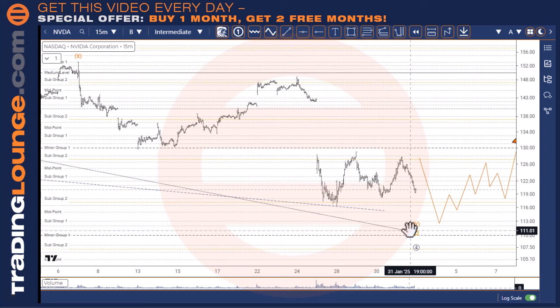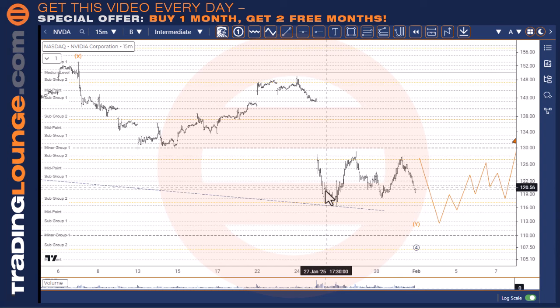I'm not even going to label it at this point. There's no point. This is a sideways correction. If this is a sideways, this could get even more complicated here.